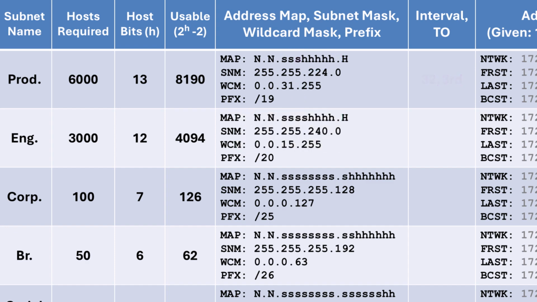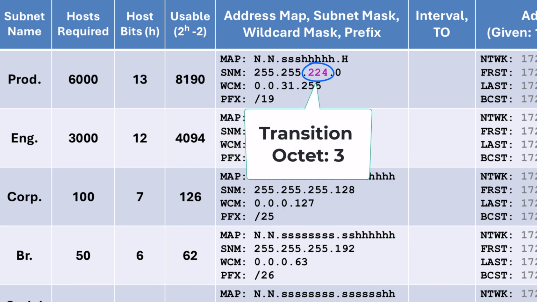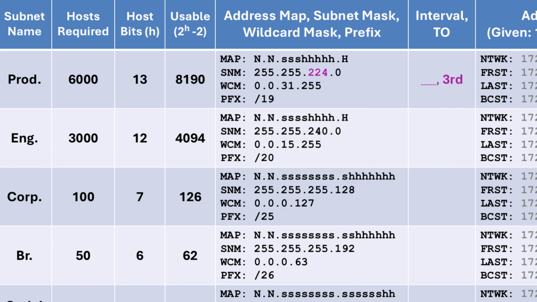For method 2, we'll perform a simple analysis of the subnet mask. The transition octet is the rightmost non-zero octet in the subnet mask. Octet 3 is the rightmost octet that is not a 0. Therefore, octet 3 is the transition octet.